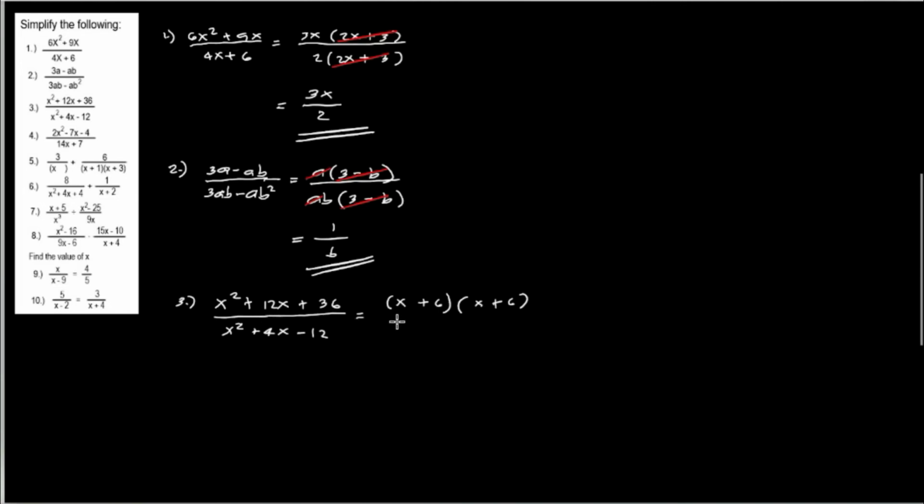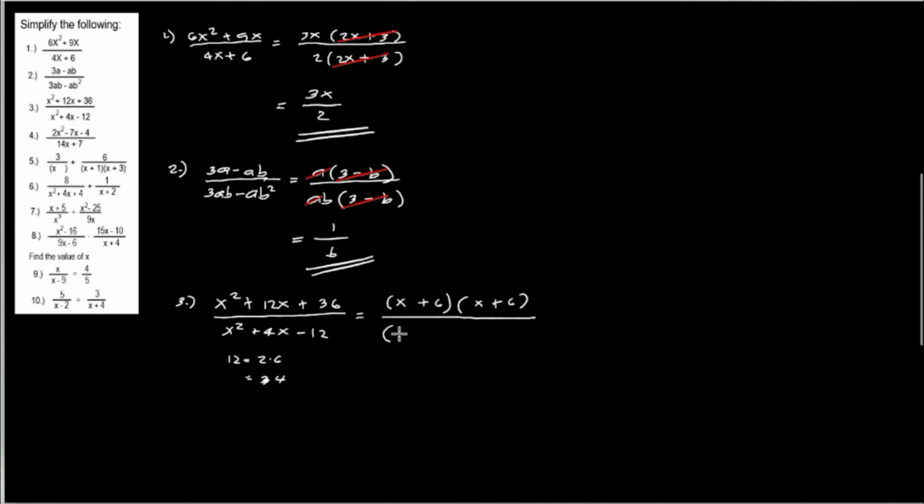So this is the factor for the numerator, and it is divided by x squared plus 4x minus 12. The factors of 12 are 2 and 6, also 3 times 4. If we add up, and the sign is negative, so one of the factors is a negative sign and the other is positive.